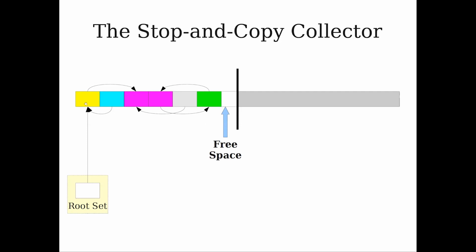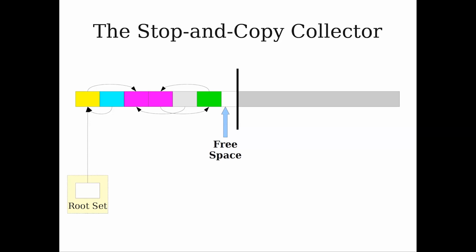In particular, you can see that from yellow I can reach pink, from pink I can reach green, from green also I can reach pink, but that's all. I am not reaching the blue object, I am not reaching this gray object at all. So I need some way to reclaim this memory. So how will things work?